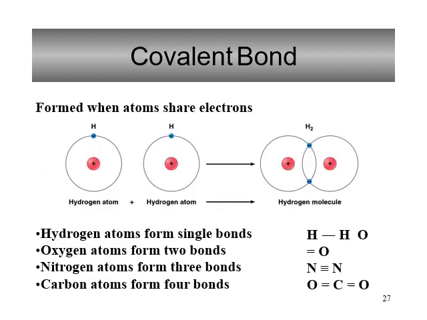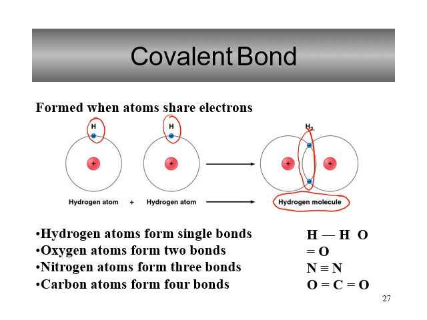Okay. So a covalent bond is formed when atoms share electrons. Hydrogen only has one electron in the outermost shell. So hydrogen combines with another hydrogen atom to form a hydrogen molecule. So this sharing of electrons is known as a covalent bond. So now both of these hydrogen atoms have two electrons that they share with each other.